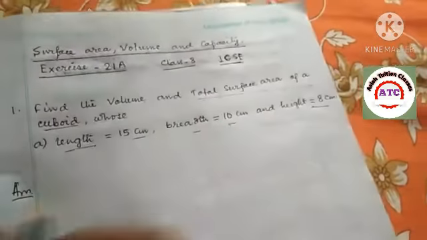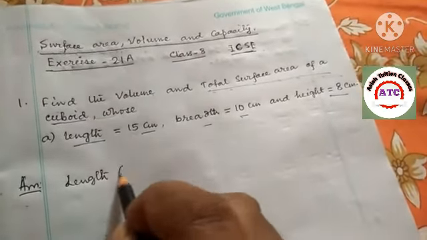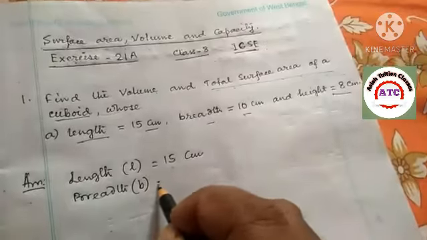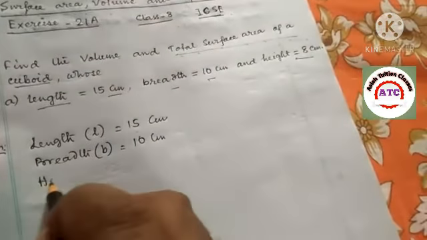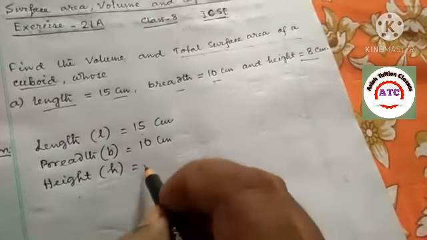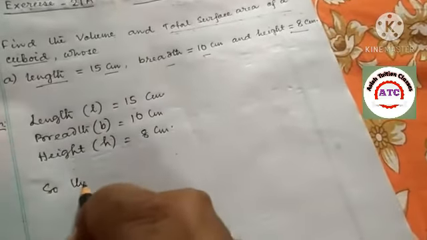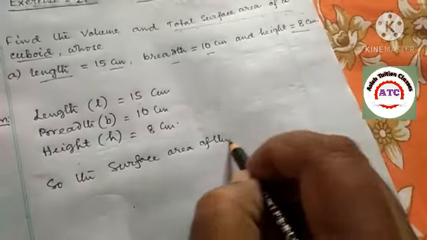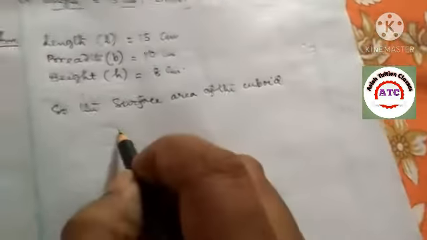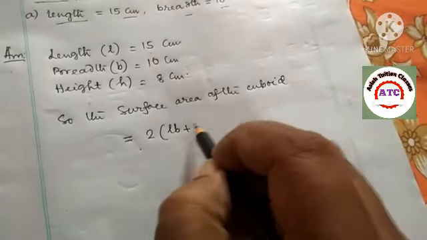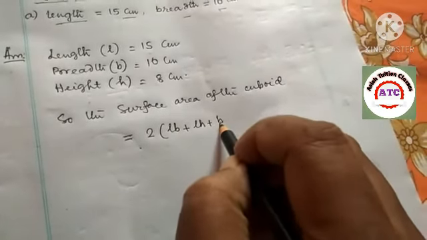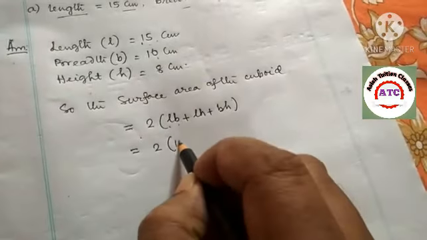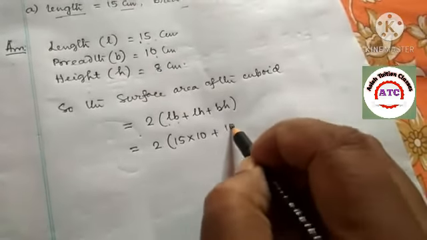Therefore, length L is equal to 15 cm, breadth B is equal to 10 cm and height H is equal to 8 cm. So the surface area of the cuboid is equal to 2 into (LB plus LH plus BH). This means 2 into (length 15 cm times breadth 10 cm, that is 15 into 10, plus 10 into 8.